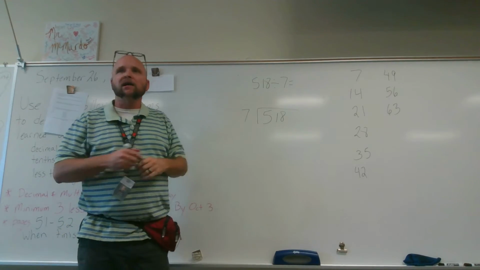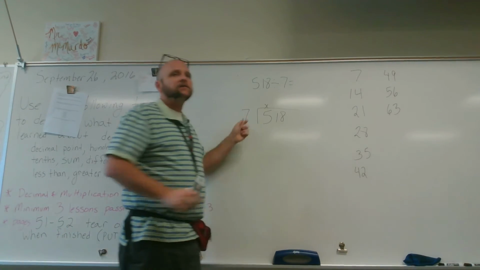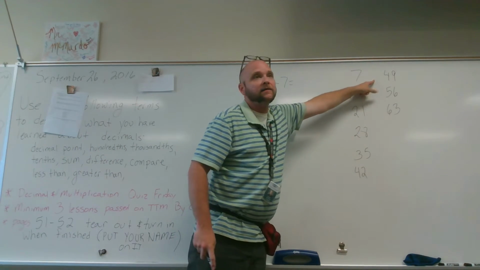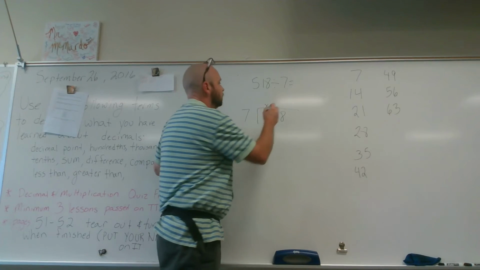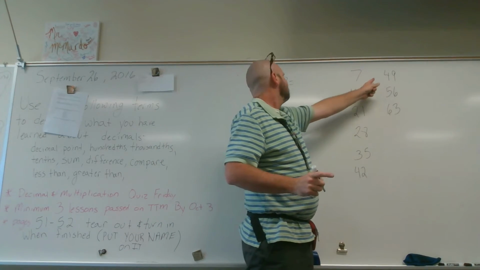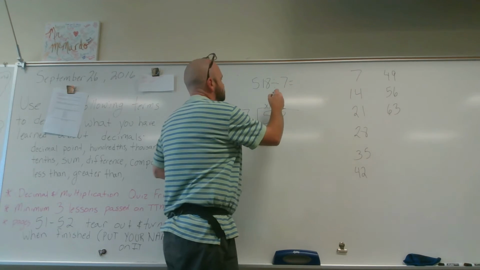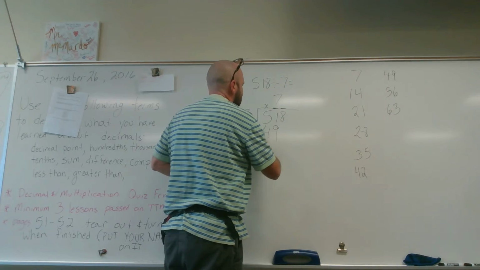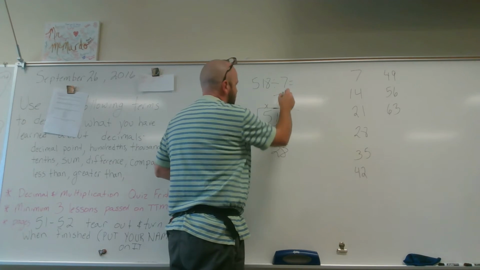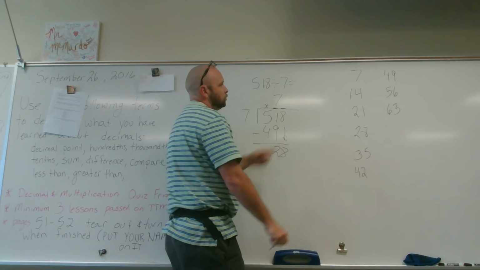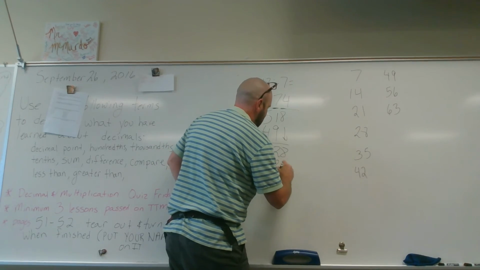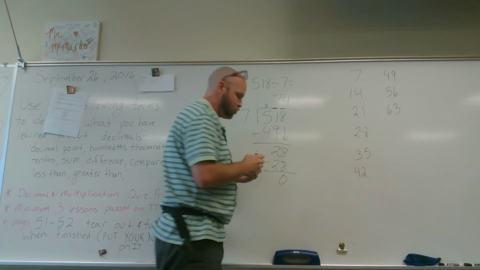7 doesn't go into 5. But 7 does go into 51. If I look over here, 49 is as close as I can get to 51. So I'm going to have a number in the tens place and a number in the ones place. 49 is 7 times 7. Subtract, I get 2. Bring down the 8. 7 goes into 28 four times. 4 times 7 is 28. Subtract, 0.